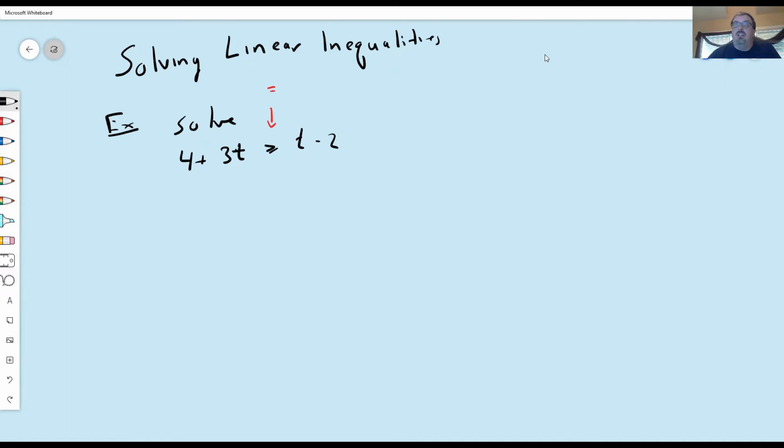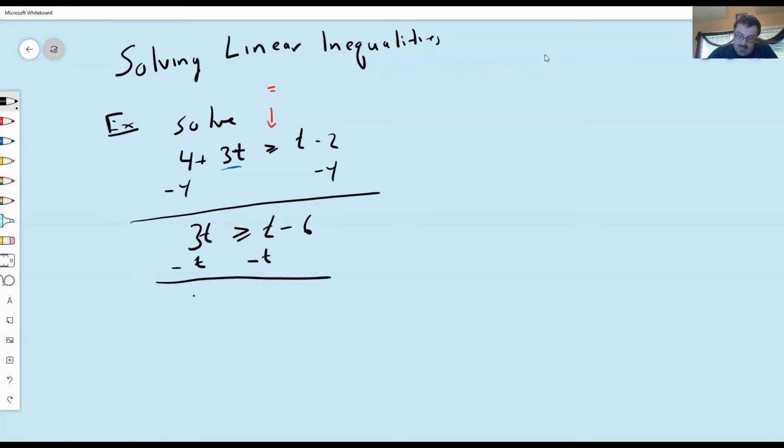I want to get t on the left side, so this t right here, I'm going to leave it alone, which means I'm going to add the opposite of 4 to both sides. I get 3t is greater than or equal to t minus 6. Then at this point, I want t on one side, so subtract that last t from the right and the left. 2t is greater than or equal to minus 6. To break up the 2 and the t, we divide by 2. t is greater than or equal to minus 3.